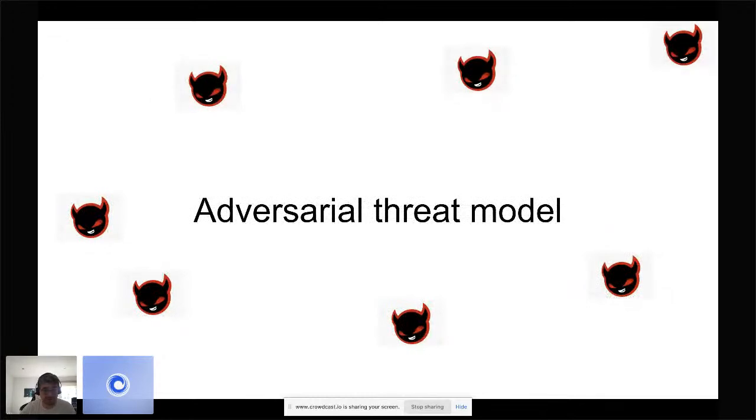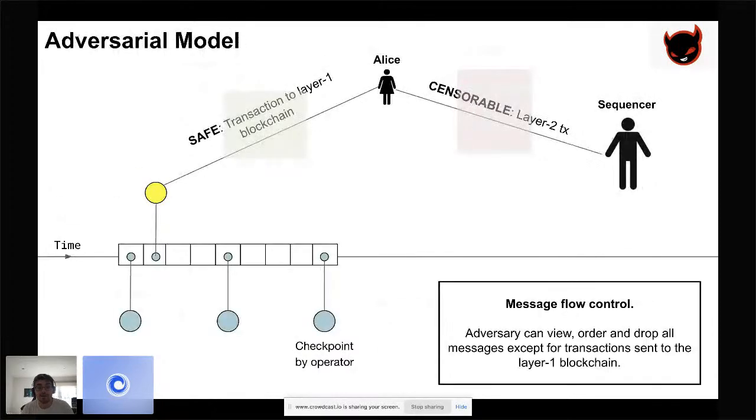Now, what about the adversary? Who's the adversary for these commit chains, these layer 2 protocols? Well, we assume the adversary can control the message flow control in the layer 2 system. So if Alice is sending transactions or messages on the layer 2 system, the adversary has full control. They can view, order, drop, and censor all messages on the layer 2. We assume the adversary cannot interfere with Alice sending transactions to Ethereum or the layer 1 system. So everything on layer 1 is secure and safe, and the adversary can't do anything.